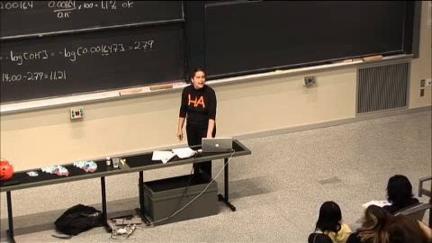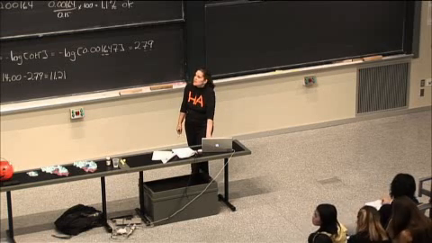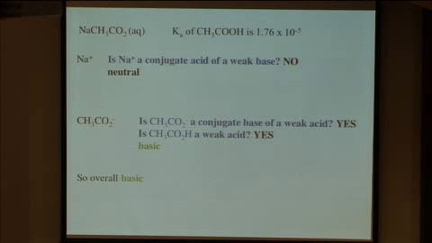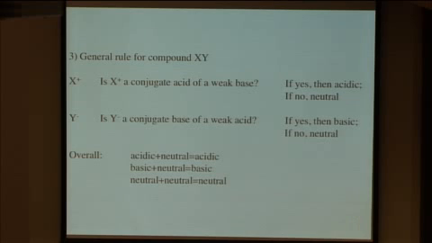All right, so let's look at a general example now of this as well. So here we can talk about a general rule. If you have compound XY, we can talk about X plus and Y minus. And for X plus, you're going to be asking if it's a conjugate acid of a weak base. For Y minus, you're going to be asking, is it a conjugate base of a weak acid?